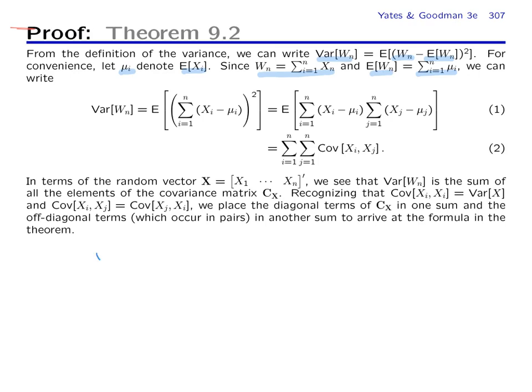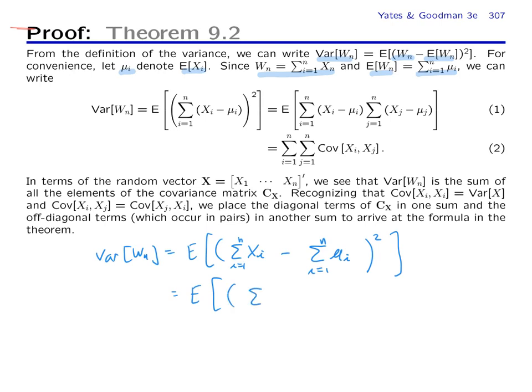Putting these pieces together, we have that the variance of Wn is equal to the expected value of Wn, which is summation i equals 1 to n Xi, minus the expected value of W, which is summation i equals 1 to n mu i, and we have to square that and take the expected value to get the variance. And now we do one more trick, which is we rearrange the inner sum to be a single summation.